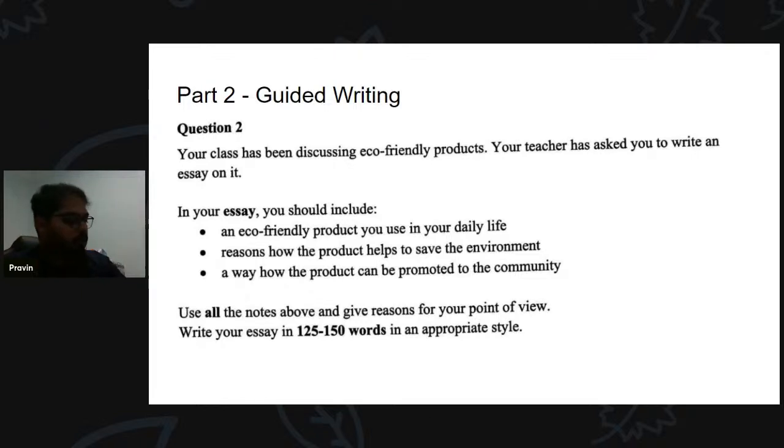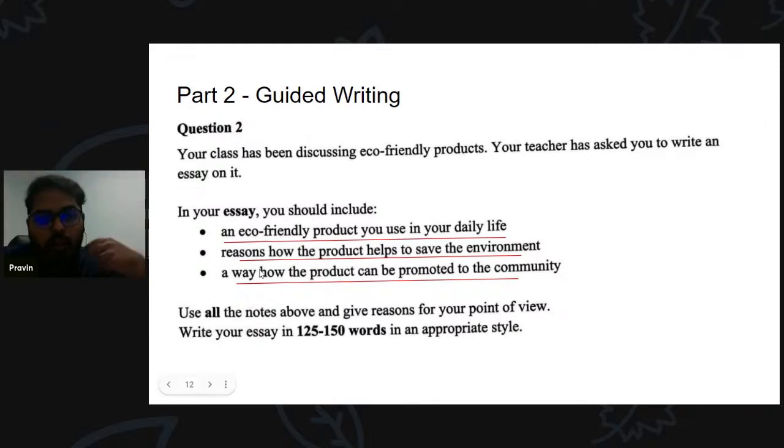Okay, so let's first look at the question first. Okay, so the first thing is you're only going to talk about one product because it's asking you an eco-friendly product. So one product only. Don't give three, don't give two. Okay, and then reasons. The reasons are plural, meaning they want you to give two or three reasons. Okay, a way how the product can be promoted to the community. They only want you to give one way. All right. So technically, this is one, two reasons, and one way. All right. So you're going to go for around 5 content points here.